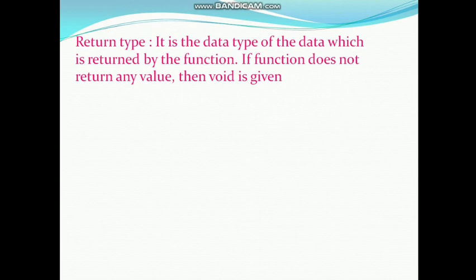So that function will be returning an integer value. And if you are adding two floats, then your result will be in float. So that particular function will be returning the answer which is a float value. So its return type will be float. And suppose a function does not return any value, then void is given. Instead of int or float, we have to mention void.